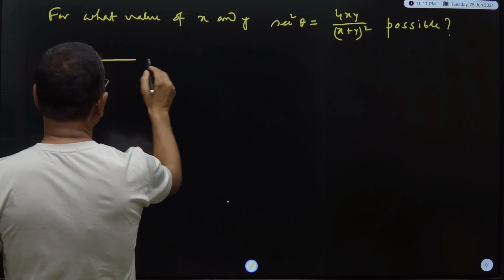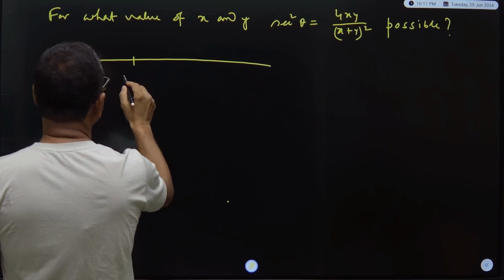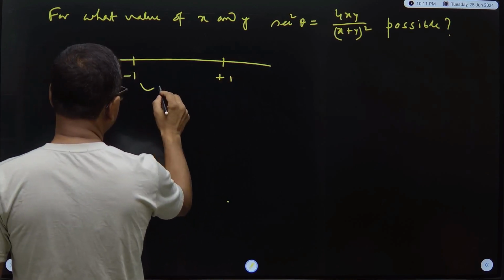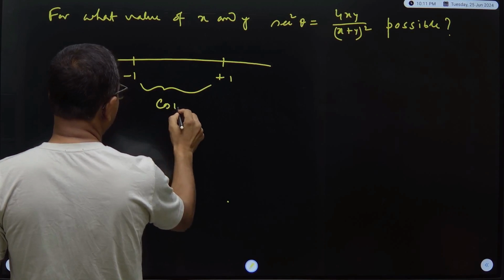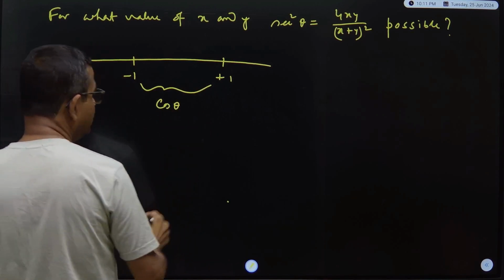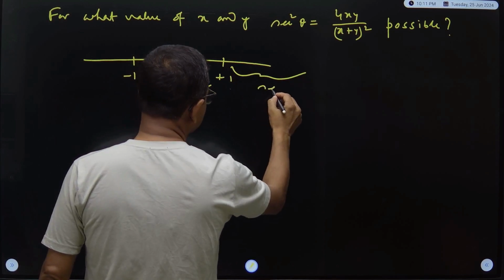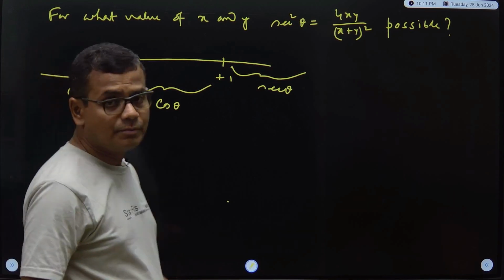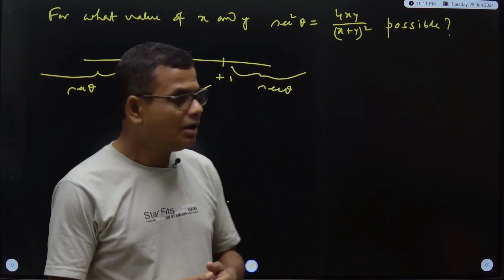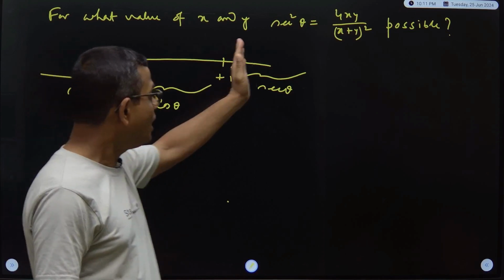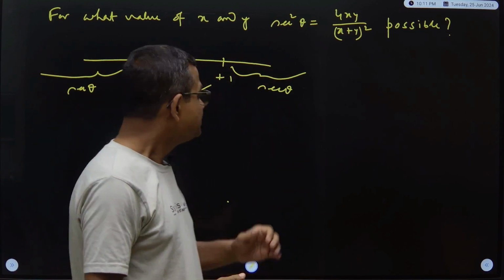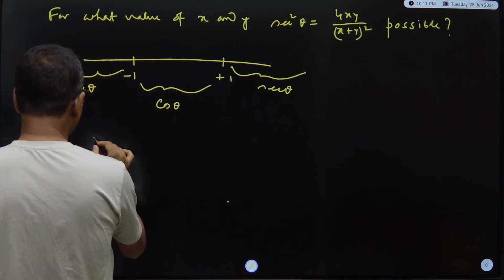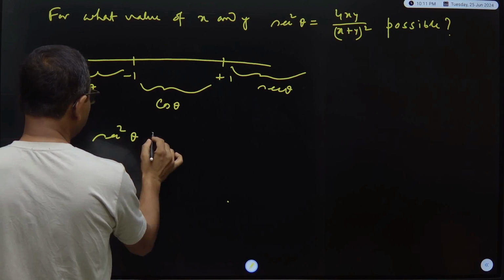Here you see, this is -1 and this is +1 on the number line, and in this zone cos theta lies and sec theta lies here and here. That is, sec theta is either greater than +1 or less than -1. So what about sec square theta? Sec square theta is always greater than or equal to 1. So we can conclude that sec square theta is greater than or equal to 1.